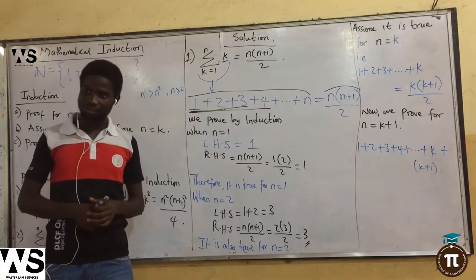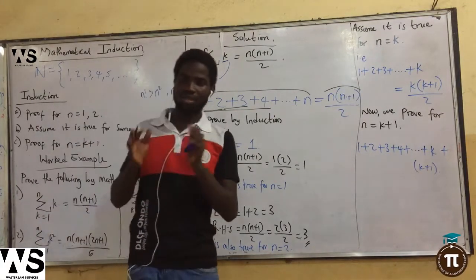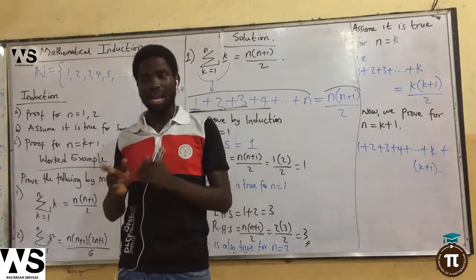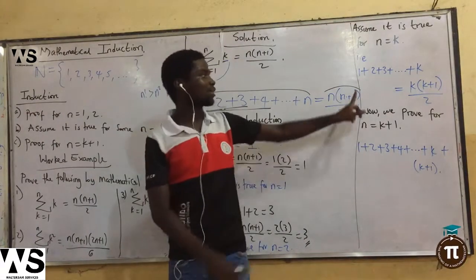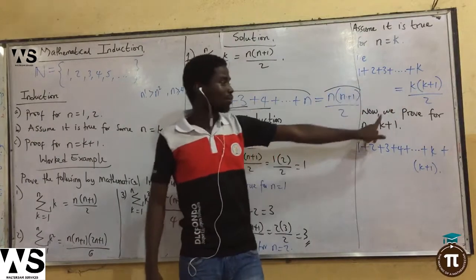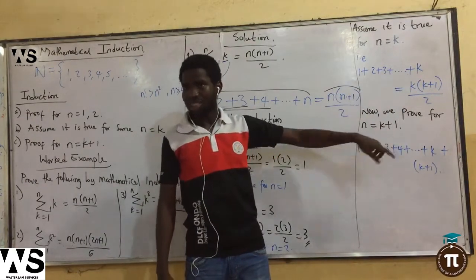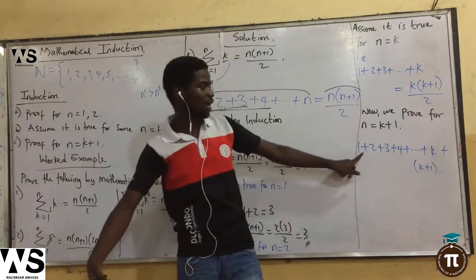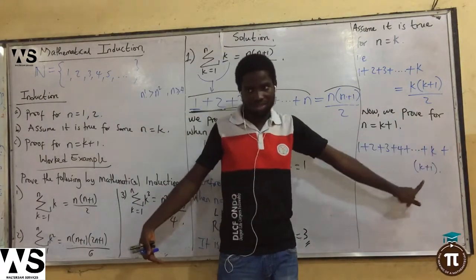You don't understand? Okay. Look at it this way. Assume k is 10. That means I'm adding from 1 to 10. What will be k plus 1? That means I'm adding to 11. That means I'll add 1, 2 till 10, then 11. So this is 1, 2 till 10 plus 11.